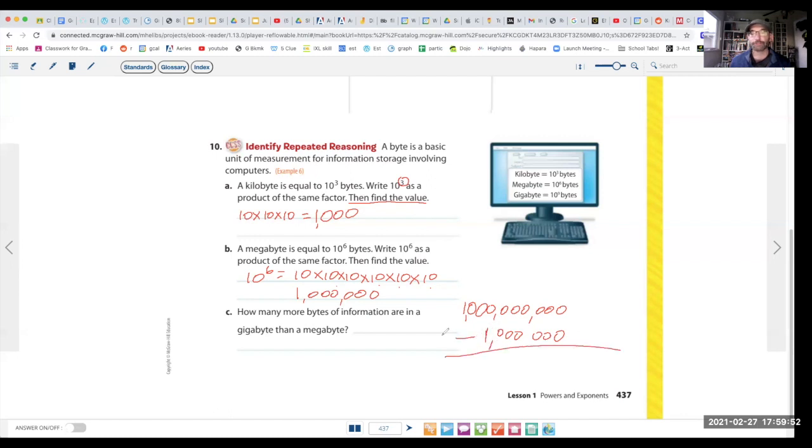And now I have to subtract them, right? Because how many more bytes of information? Oh boy. So these are all going to stay as zeros, right? 0, 0, 0, 0. And now it's really like, what is 1,000 minus 1? Well, that's 999. So your answer is 999 million. Okay. I didn't make you guys do that one because I tried that last year and everybody got stuck on it. All right, so that's all I have to tell you.